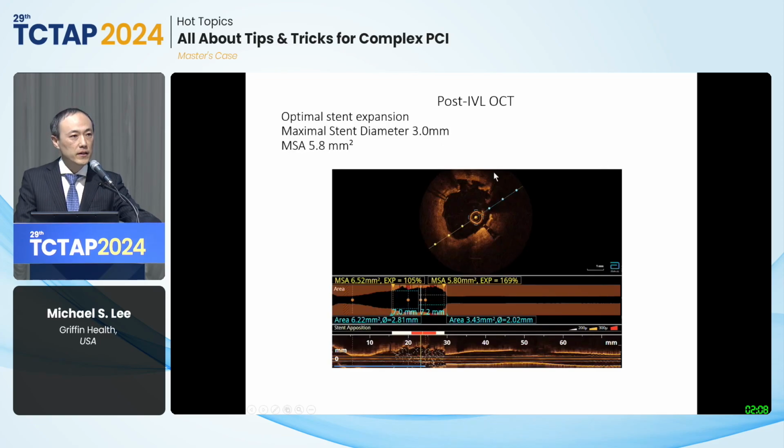Post-IVL OCT suggested that the stent was well expanded. Now you've got a much larger MSA at 5.8 millimeters squared. You get a maximal stent diameter of 3.0. This is what the stent should have looked like on the index PCI.